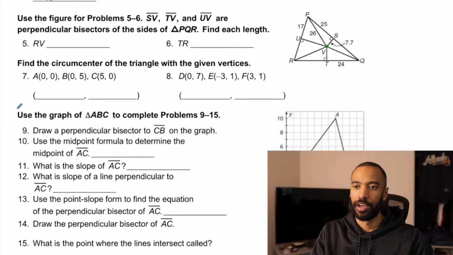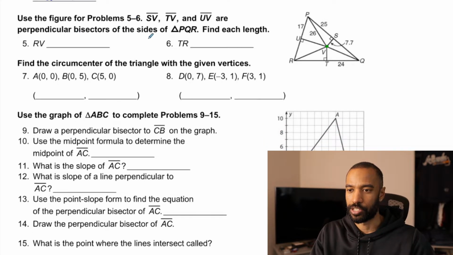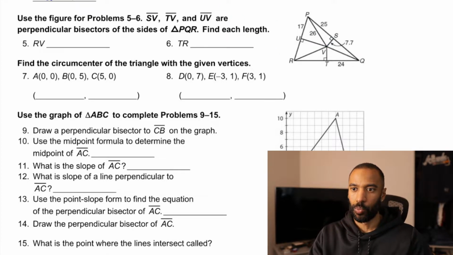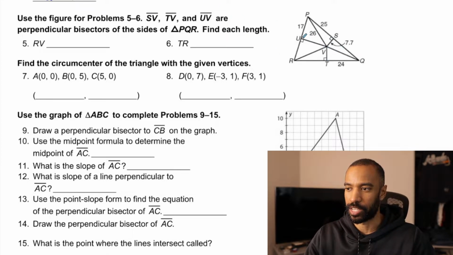Use the figure for problems 5 and 6. Segments SV, TV, and UV are perpendicular bisectors of the sides of triangle PQR. Find each length. So here's what's going on. We do have perpendicular bisectors here, here, and here. They say perpendicular bisectors, so I can make markings there for that side. Let's say there for that side, and there for that side.